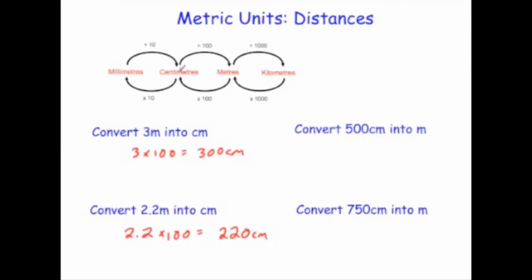Next, convert 500 centimeters into meters. So to go from centimeters into meters, you divide by 100. So we're going to do 500 divided by 100, and 500 divided by 100 is equal to 5. So that's going to be 5 meters.